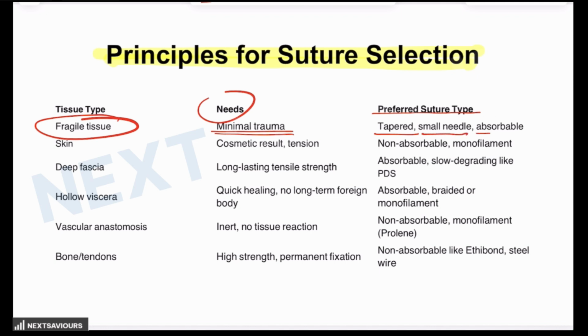It should be a small needle and the material should be absorbable because the fragile tissue obviously would be deeper inside the body. For skin, it should be having a better cosmetic result with a tension. Obviously, non-absorbable suture threads would be utilized of monofilamentous type because they are easy for their application. There is lesser drag damage to the tissue and it is having less chances of infection.